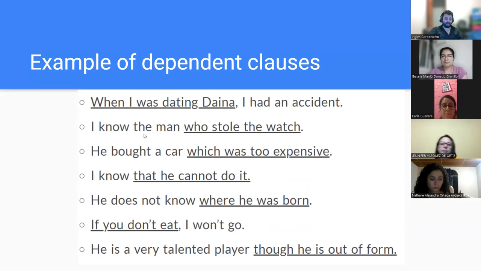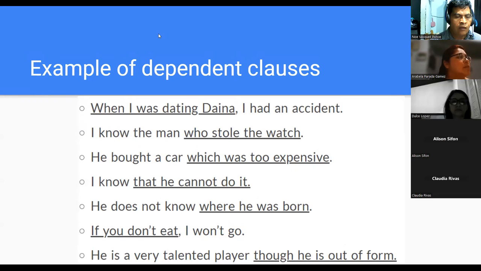I know the man who stole the watch. How many clauses do we have here? Two clauses. The first one is: I know the man. Is that dependent or independent? Independent. And then we have: who stole the watch.